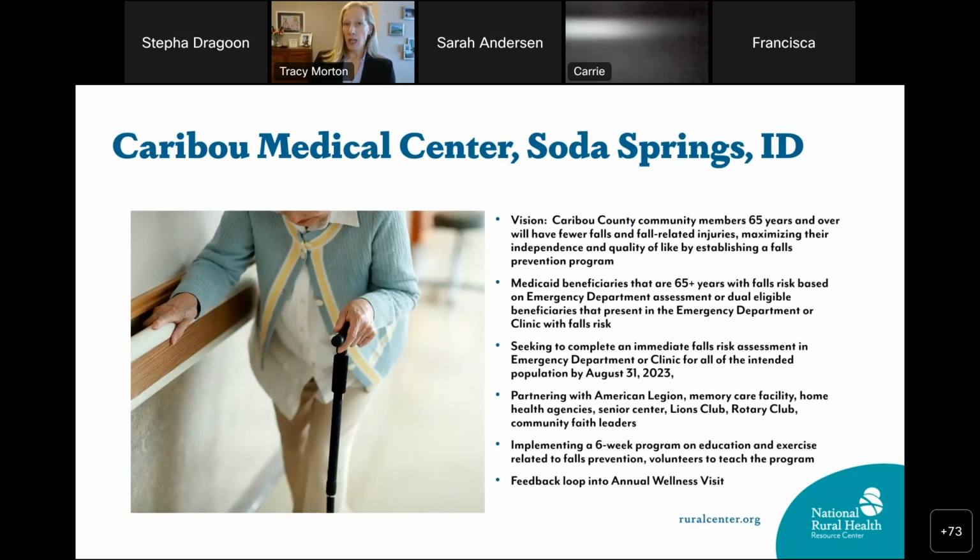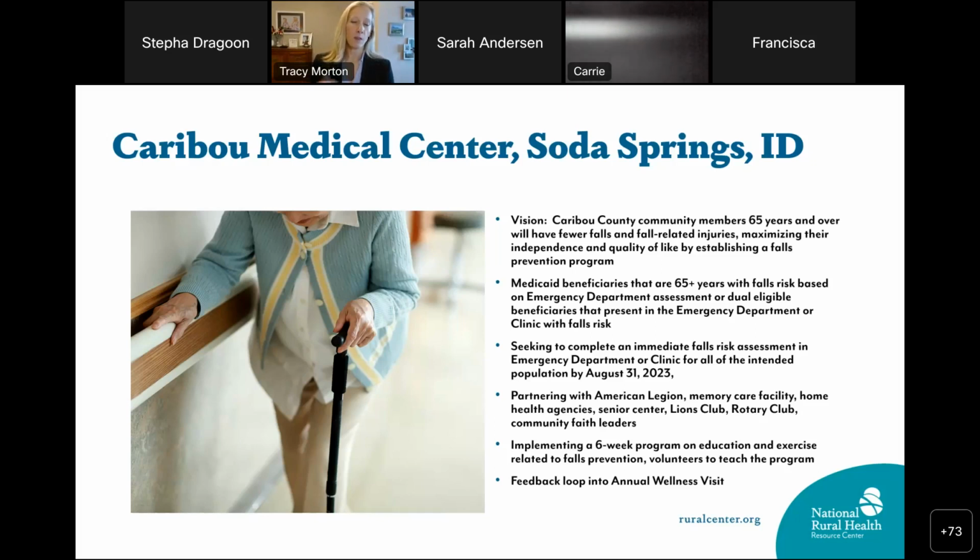So a small project really to get going, but what they're doing is, in their emergency department, doing an immediate assessment of falls risk upon someone presenting there that could potentially be in jeopardy of something like this, and looking to have those processes all established by the end of this summer, and then trying to monitor how those processes are being integrated into organizational workflow. They've been partnering with a variety of different partners that you can just see on the screen to try to get the word out about creating a falls prevention program.